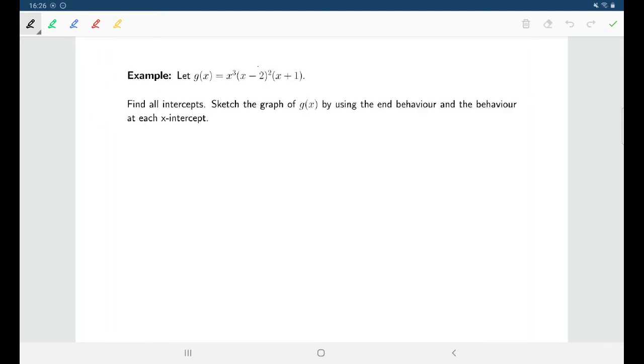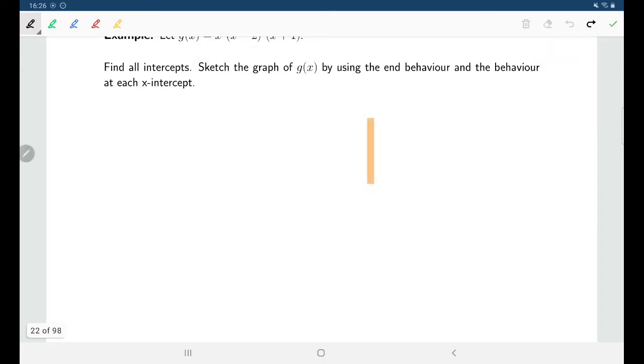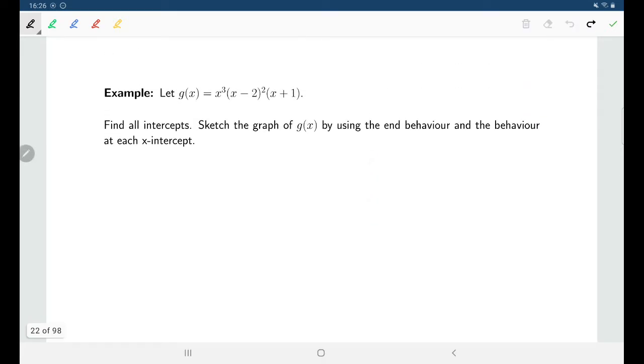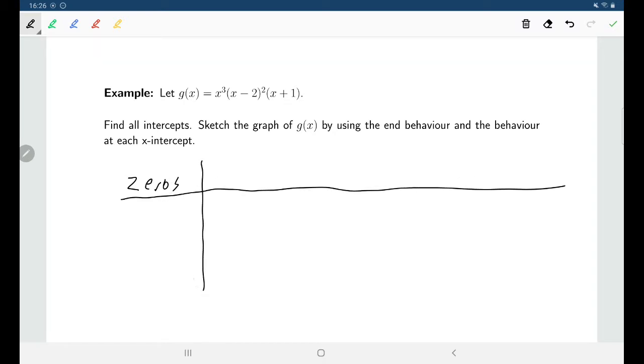Those I can read directly off of my polynomial since it's already in factored form. So if I were thinking about my zeros, I can see that I've got 3 of them. X could be 0, or 2, or -1. Those are the possible values of x that would make our polynomial equal to 0. In other words, those would be our x-intercepts at (0, 0), (2, 0), and (-1, 0).